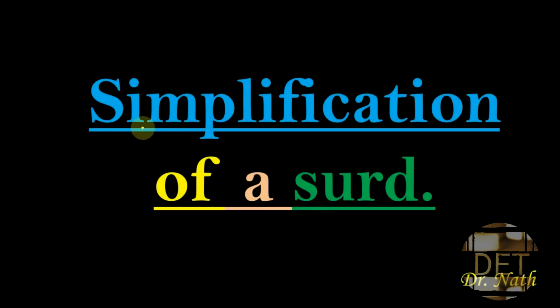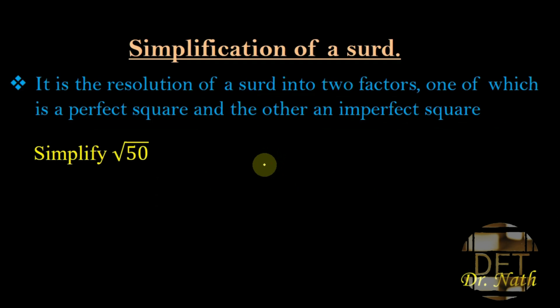Okay, in this video, we're looking at the simplification of a surd. Like I explained before in the previous video, the simplification of a surd is the resolution of a surd into two factors, one of which is a perfect square and the other an imperfect square. So what we do in simplification of a surd is that we break down the surd into two factors, one of which is a perfect square and the other an imperfect square.